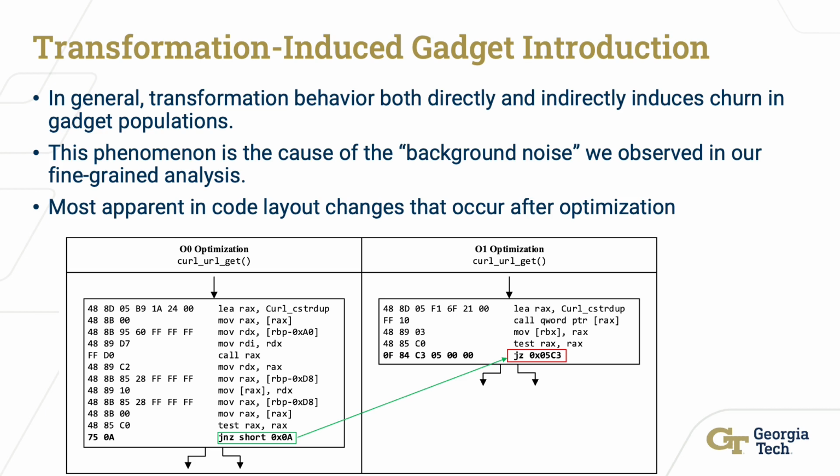In this case, after optimization, the code on the left is significantly shortened and reordered into the code you see on the right. This change in code layout results in an update of the displacement for the conditional jump at the end of this basic block. In this particular case, the new basic block displacement encoding contains the byte C3, which, if interpreted in an unaligned manner, is a GPI for the return instruction. Ultimately, this means this displacement can now be used as a GPI and thus introduces new gadgets into the program.